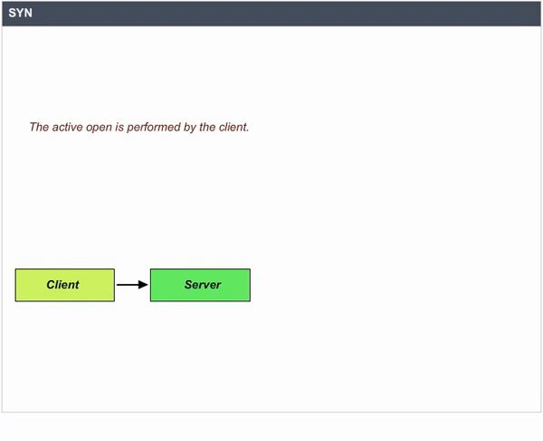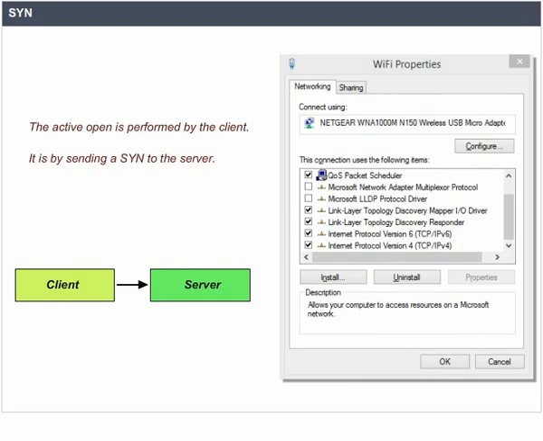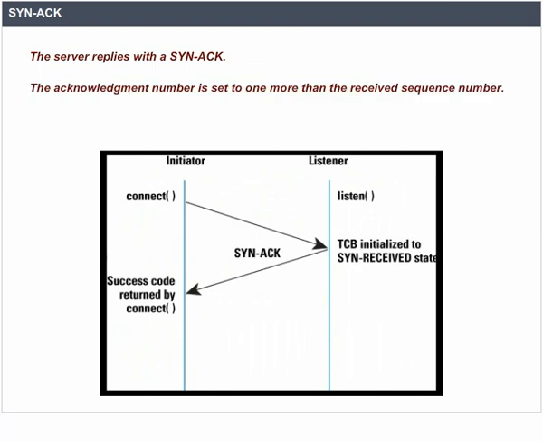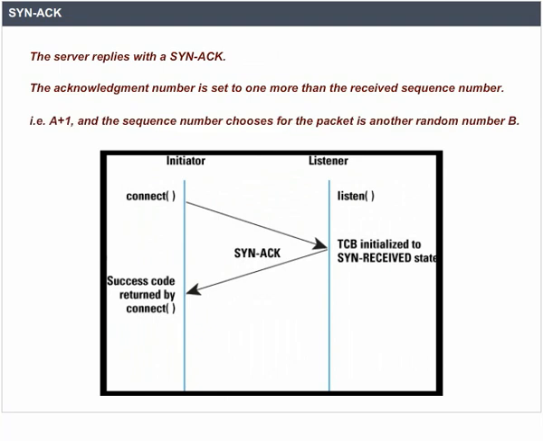The active open is performed by the client by sending a SYN to the server. The client sets the segment sequence number to a random value A. SYN ACK. The server replies with a SYN ACK. The acknowledgement number is set to 1 more than the received sequence number, that is A plus 1, and the sequence number chosen for the packet is another random number B. ACK.